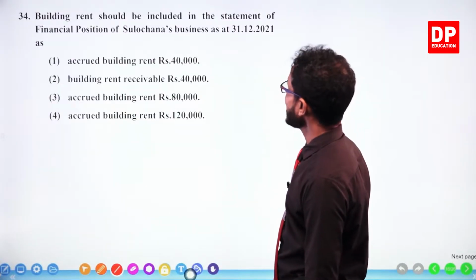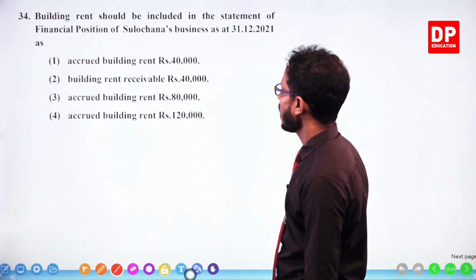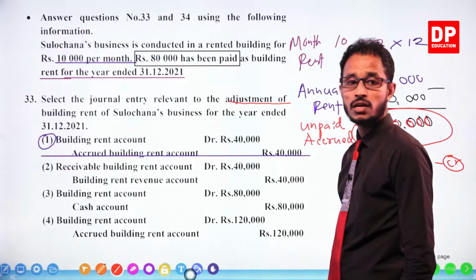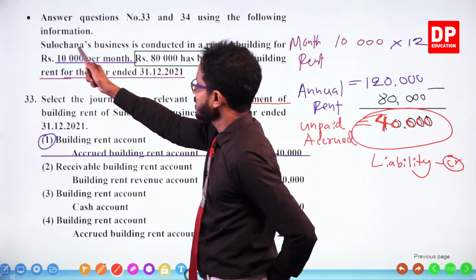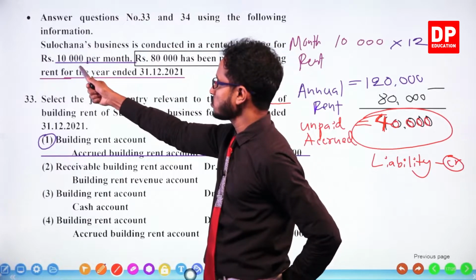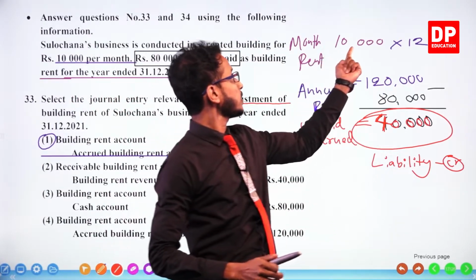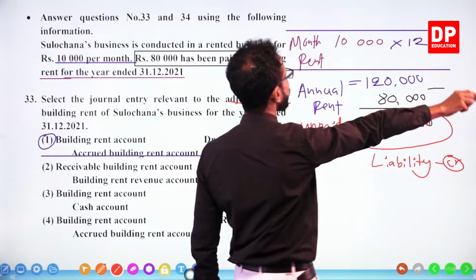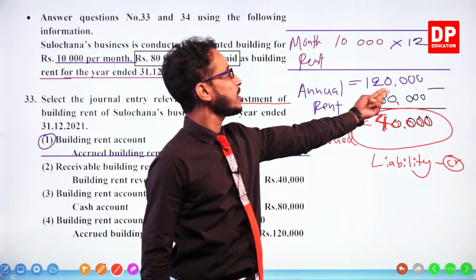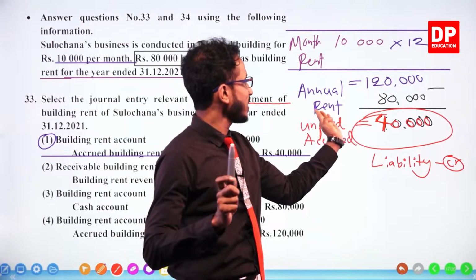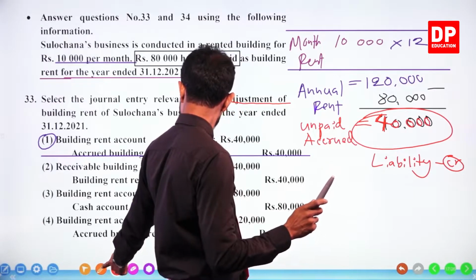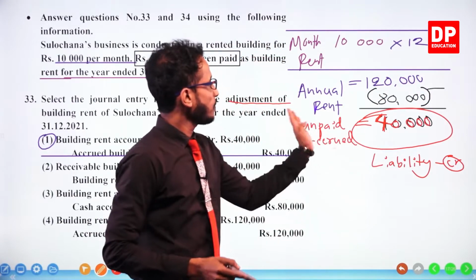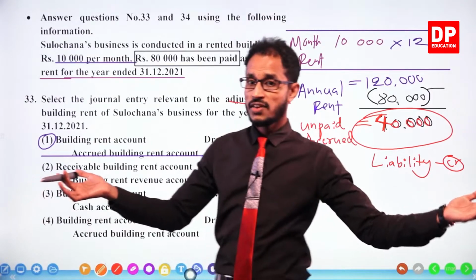Question 34. Building rent should be included in the statement of financial position of Sulochana's business as an asset. How much of building rent should be included in the statement of financial position? This is Sulochana's business, rented building for 10,000 per month. Per year, annual it is 120,000. Out of that only 80,000 is paid. So you must subtract the paid amount, 80,000. Then the unpaid amount is 40,000. Up to that we have done.